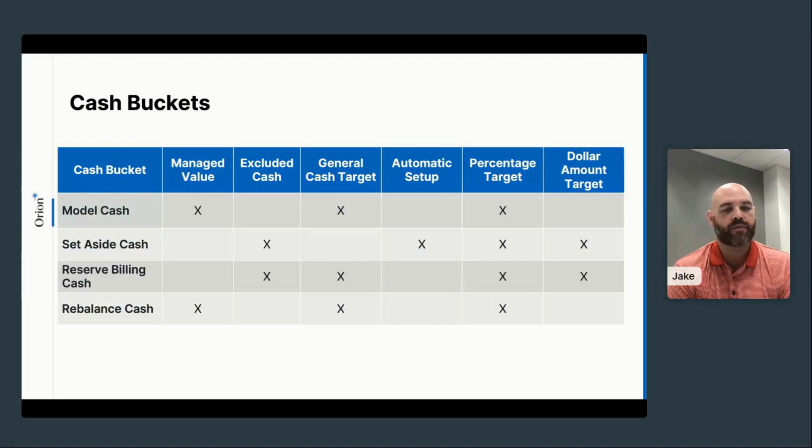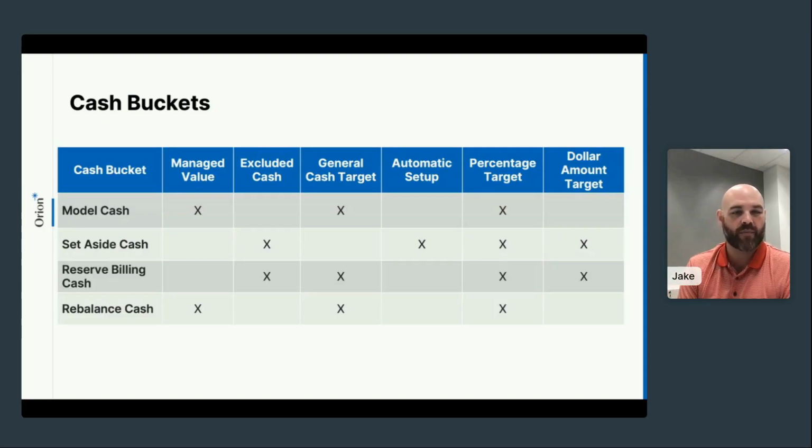Your other option for excluding cash is the reserve billing cash. So if you have a flat fee that you charge all of your clients, maybe you have 25 basis points, you want to make sure that every account is holding that to the side, and that amount is excluded so that you have the cash there for any fee that you charge. So that is an option in your firm preferences that you can add.